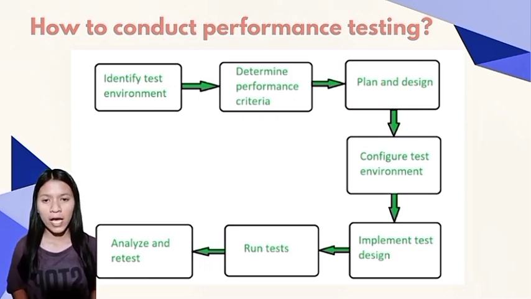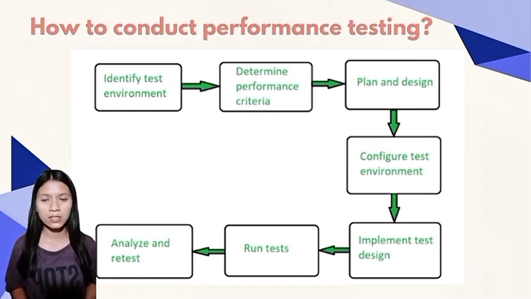Number 1. Identify test environment. Ito ay alamin kung saan at paano iti-test ang system. Number 2. Determine performance criteria. Ibigay ang mga inasahang bilis, kapasidad, at katatagan. Number 3. Plan and design. Gumawa ng plano kung paano isasagawa ang testing.